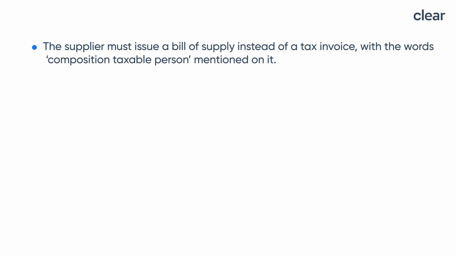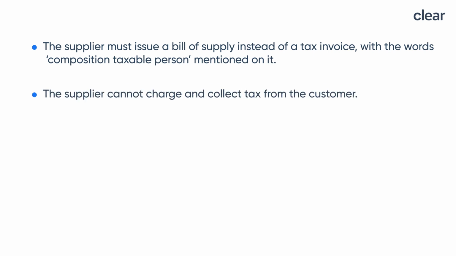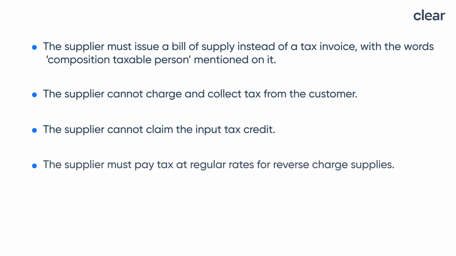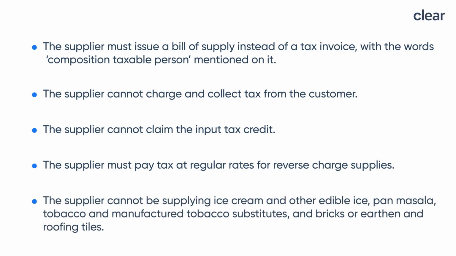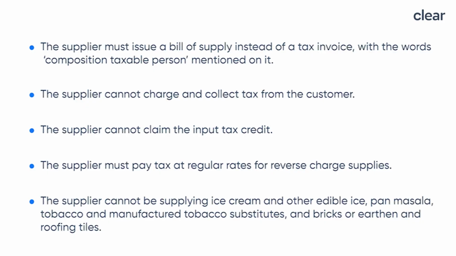The supplier must issue a bill of supply instead of tax invoice with the words composition taxable person mentioned on it. The supplier cannot charge and collect tax from customer. Supplier cannot claim input tax credit under GST. The supplier must pay tax at regular rates for reverse charge supplies. The supplier cannot be supplying ice cream and other edible ice, pan masala, tobacco and manufactured tobacco substitutes, and bricks or earthen and roofing tiles.